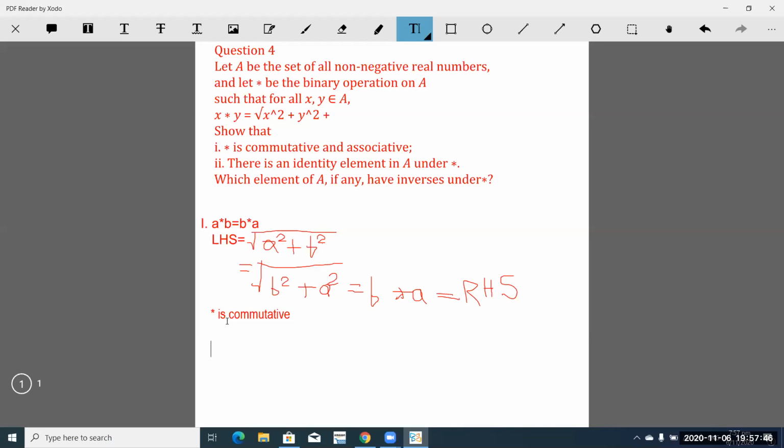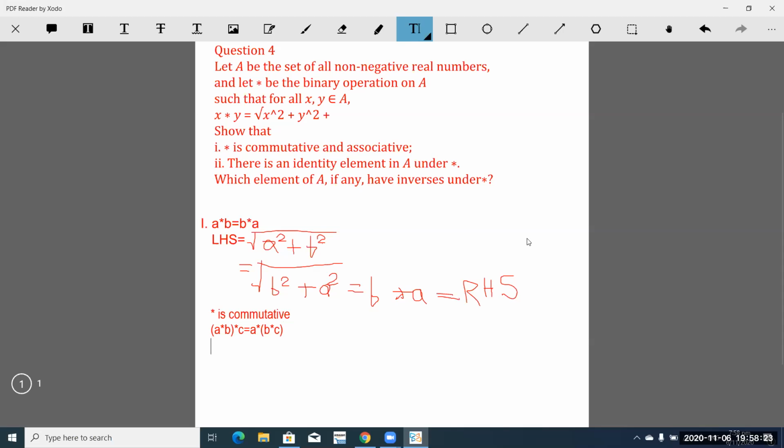How are we going to show associativity? We need to show that (a star b) star c is equal to a star (b star c). Very good.